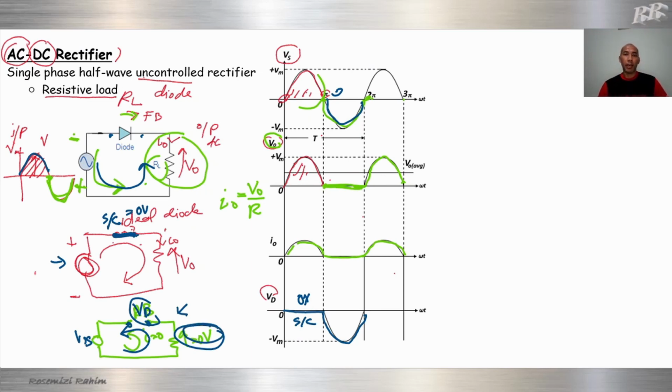One is how to draw the waveform of the voltage source, the output voltage, the output current, and also the diode voltage. Now in terms of equations. What is the output voltage? This is the output voltage here. So let's erase first to make it easier.